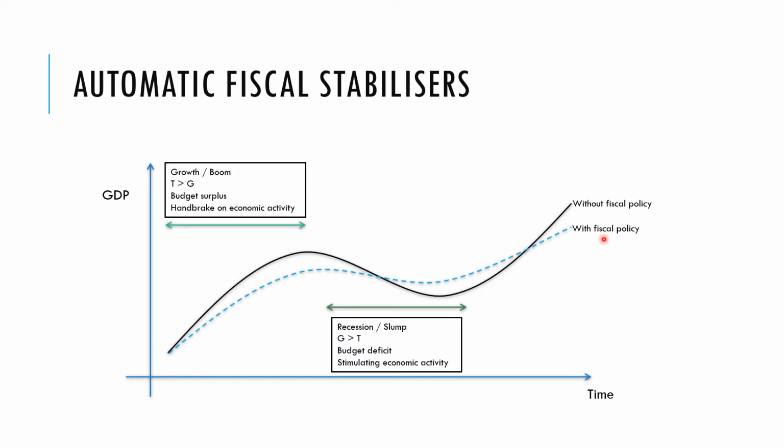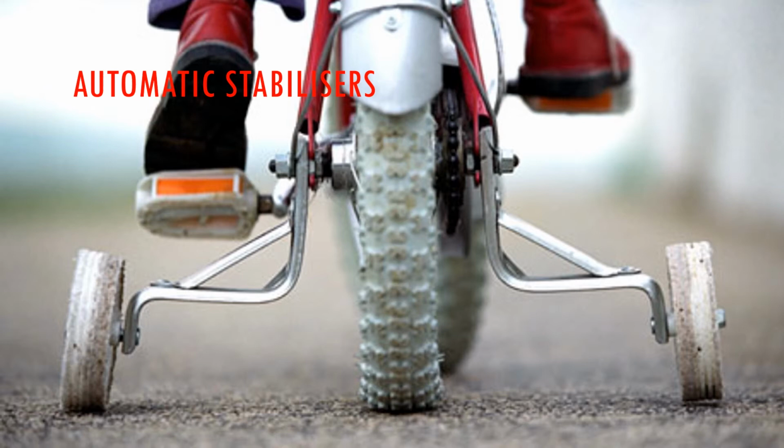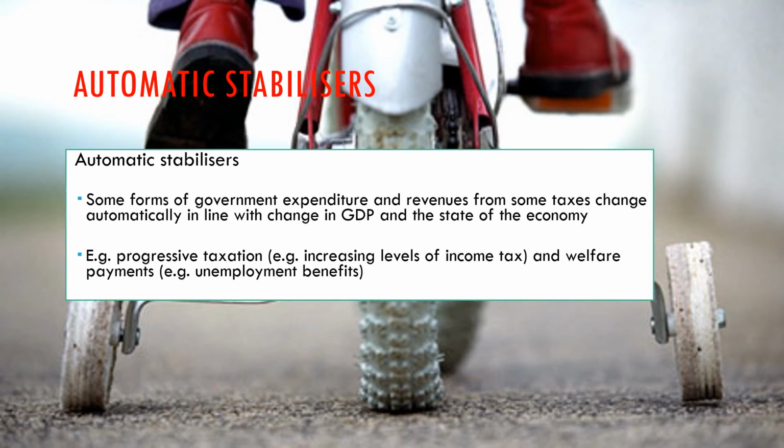So fiscal policy can also sometimes be used to stabilize the trade cycle almost automatically through the use of government spending and tax. So to summarize automatic stabilizers, some forms of government spending and revenues can automatically change in line with GDP and the state of the economy. So for example, progressive taxation will take out more money during periods of boom, and welfare payments will inject more money during periods of recession and slump. And this can help even out the trade cycle.